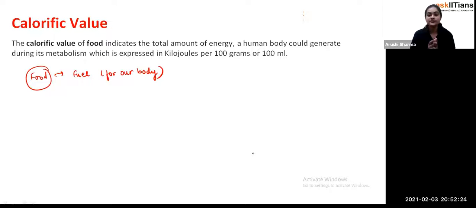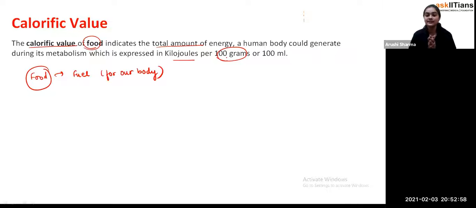Fine. Now students, if the food is acting as a fuel for our body, we are going to see what the calorific value of food is. The calorific value of the food indicates the total amount of energy that a human body gets after metabolism, which we express in kilojoules per 100 gram. Or you can say that the calorific value is the amount of energy.